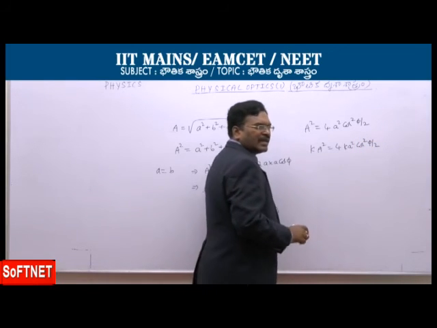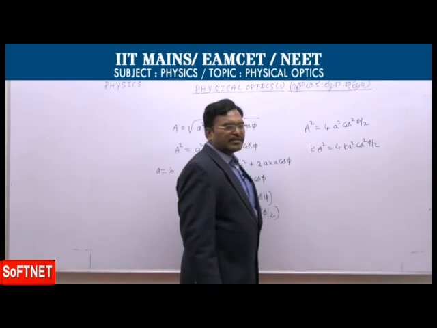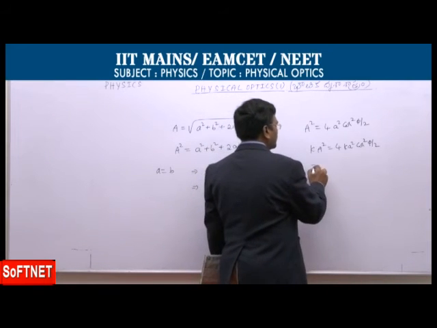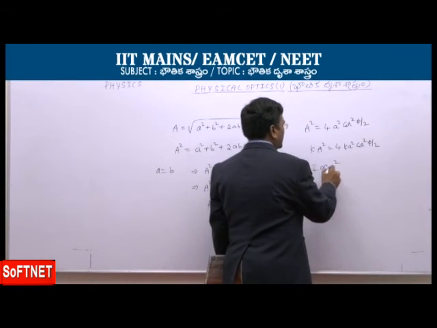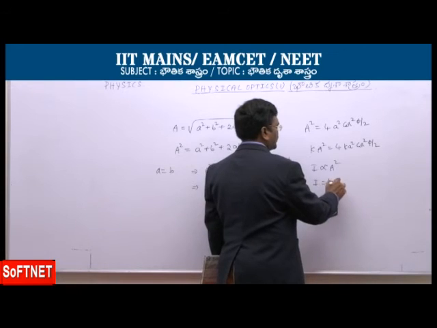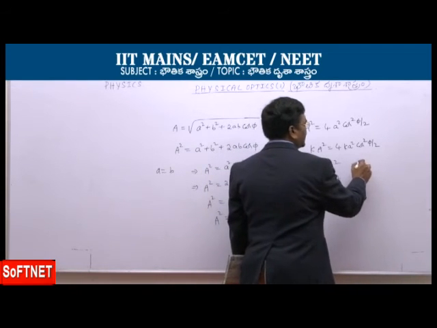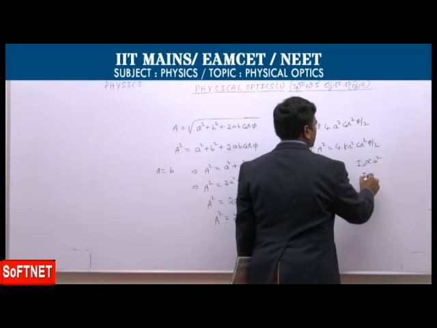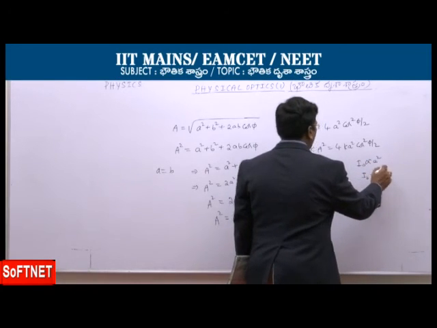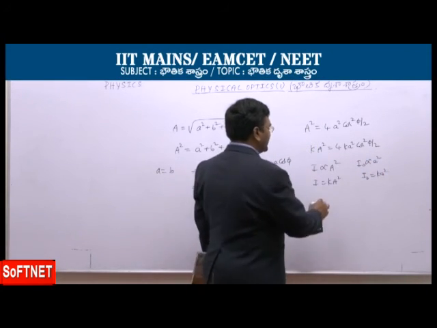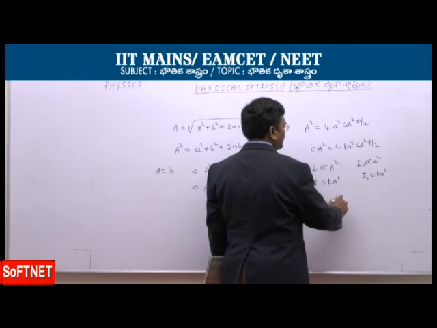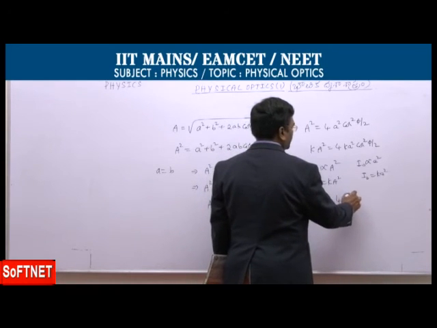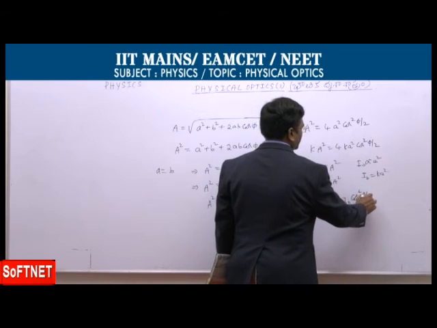From this, intensity is proportional to what? The square of amplitude. Here I is proportional to A squared, so I is equal to kA squared. Suppose I naught is the intensity of one wave. So I naught is proportional to a squared, and I naught is equal to ka squared. From this, the resultant intensity I is equal to 4 into I naught into cos squared phi by 2.